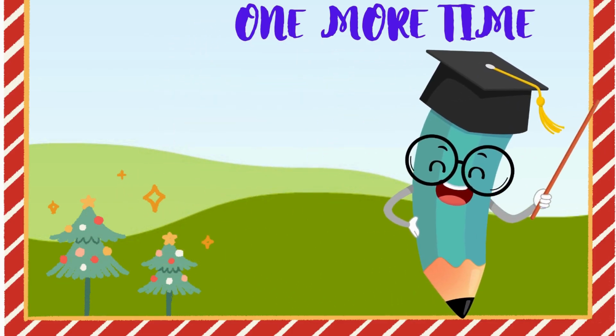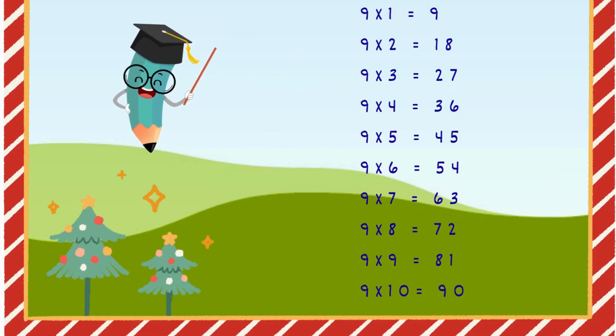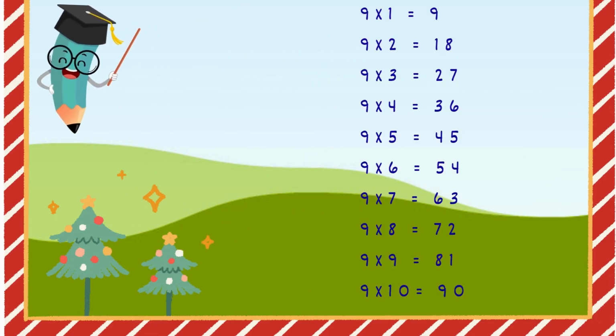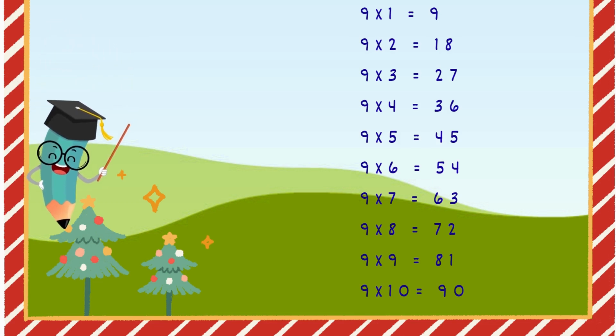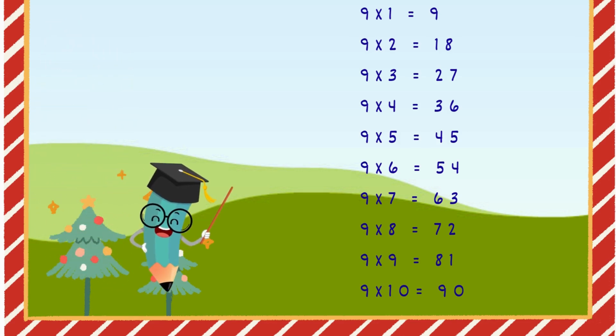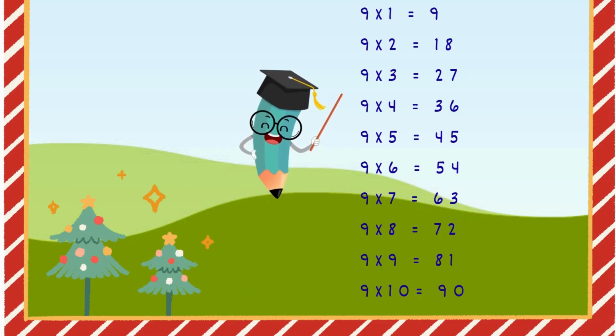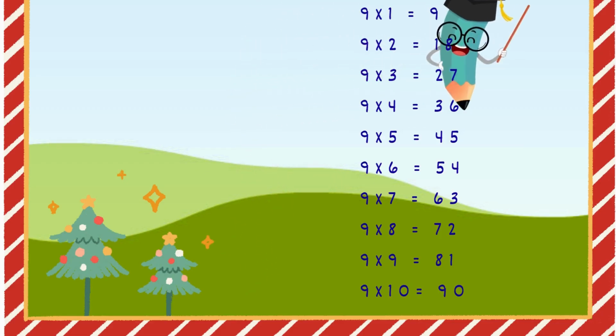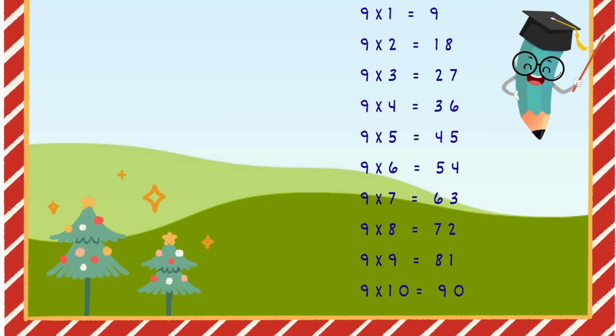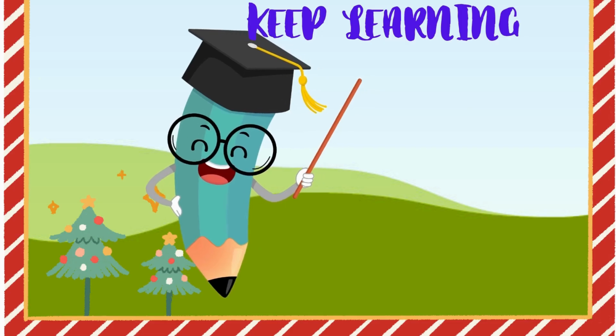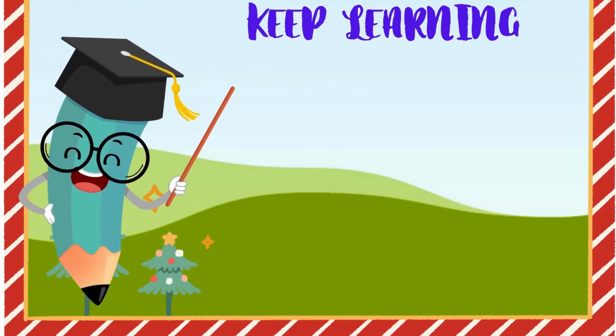Let's do it again. 9 ones are 9. 9 twos are 18. 9 threes are 27. 9 fours are 36. 9 fives are 45. 9 sixes are 54. 9 sevens are 63. 9 eights are 72. 9 nines are 81. 9 tens are 90. Oh, it was fun learning with you.